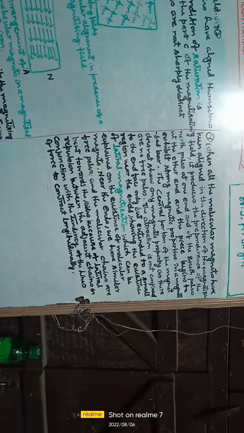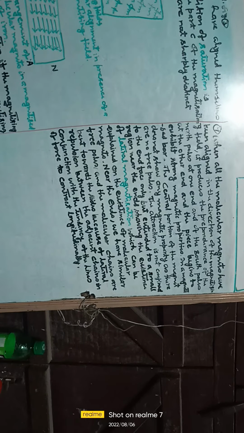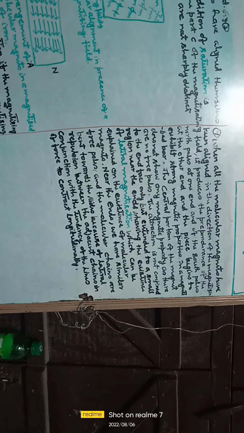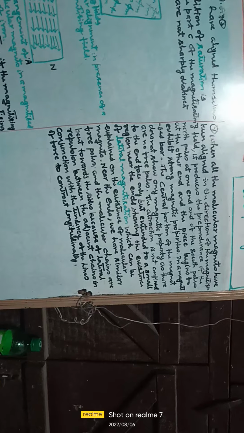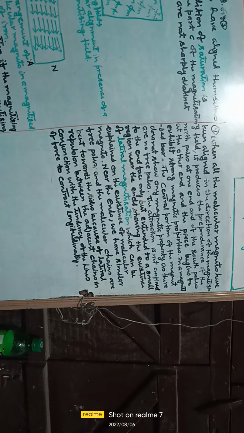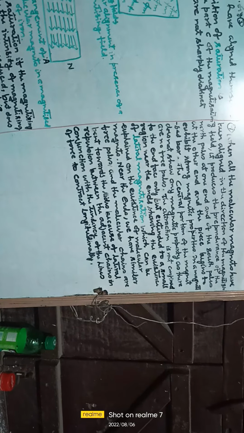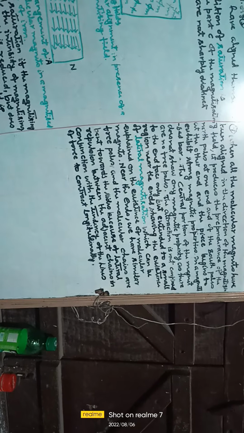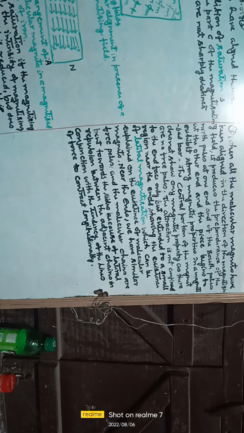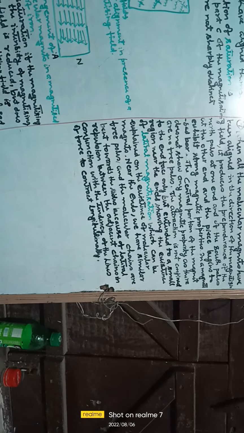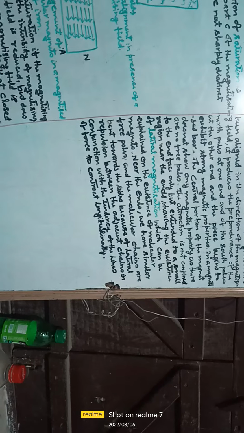as there are no free poles. The attraction is not confined to the end face only, but extends to a small region near the ends, showing the existence of a lateral magnetization, which can be explained on the existence of the molecular magnets. Near the ends, we have similar free poles, and the molecular chains are bent towards the sides because of lateral repulsion between the adjacent chains in conjunction with the tendency of the lines of force to contract longitudinally.